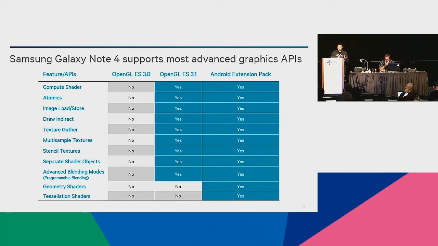So in terms of APIs, how these features are available, you are familiar with OpenGL ES 1 and OpenGL ES 2. Yes, we support that. We also support OpenGL ES 3, which was announced last year by Khronos. OpenGL ES 3.1 adds lots of other functionality, including compute shaders, so we support that, and also the Android Extension Pack, which adds geometry shaders, tessellation, and other features. We support all that on Adreno 4X GPUs, which is part of the Galaxy Note 4.